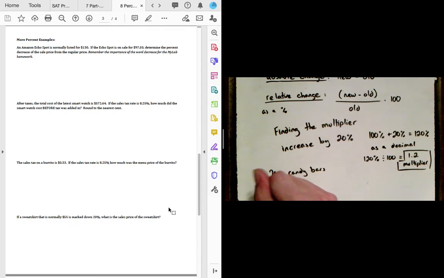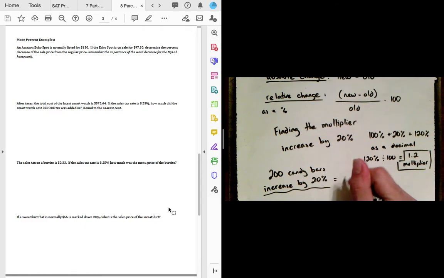And then I increase by 20%. We just found that the multiplier for increasing something by 20% is the same thing as 1.2 for the multiplier. So what I do then is I just take my 200 and I multiply by 1.2. And when I do that, I get 240 candy bars.